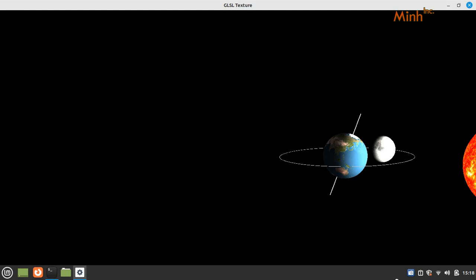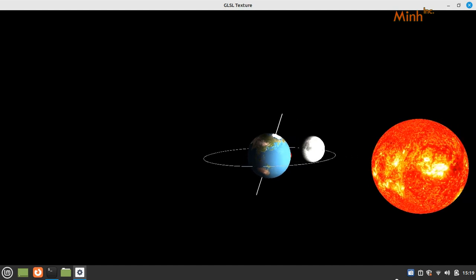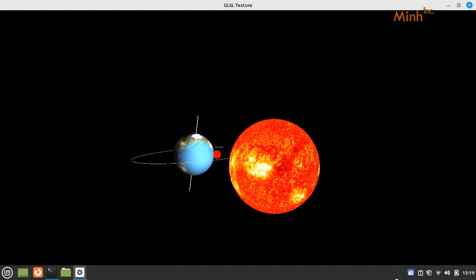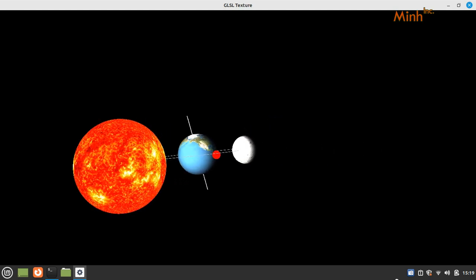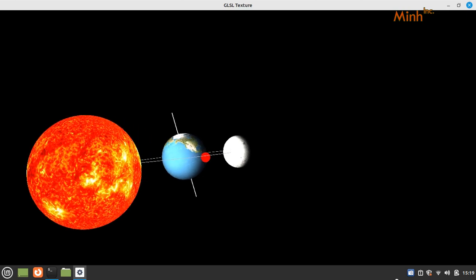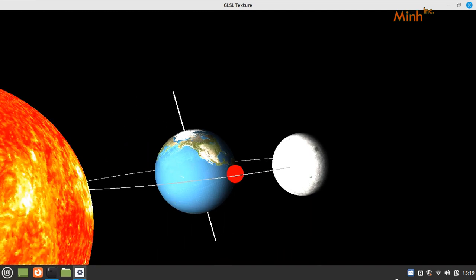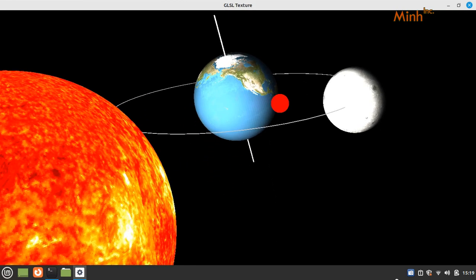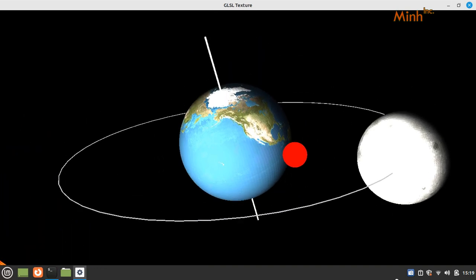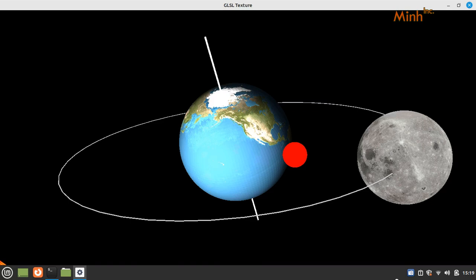Okay, second thing, now if we see... so these technologies are possible only because of OpenGL. Okay, so now if the moon rotates, I'll disable the lighting on the moon. Okay, so the other side of the moon is not visible, but can we see light falling on the moon?